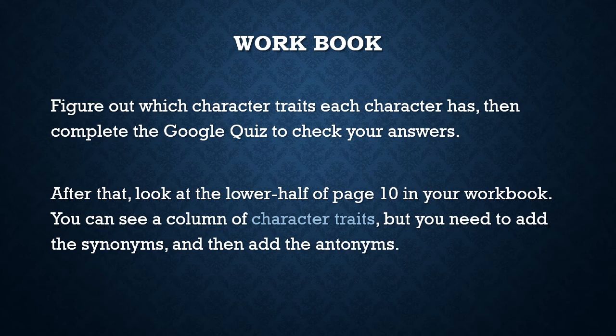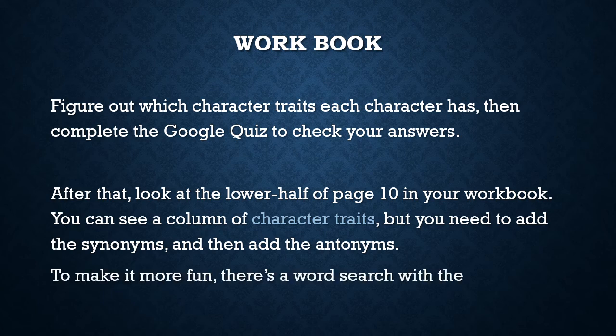After you've done the first exercise, look at the lower half of page 10 in your workbook, and you can see there is a column of character traits. But you need to add the synonyms and then add the antonyms. Now, there are many words that could be synonyms and could be antonyms. But we're looking for very specific ones so we can mark it right or wrong, or rather, so Google can mark it right or wrong.